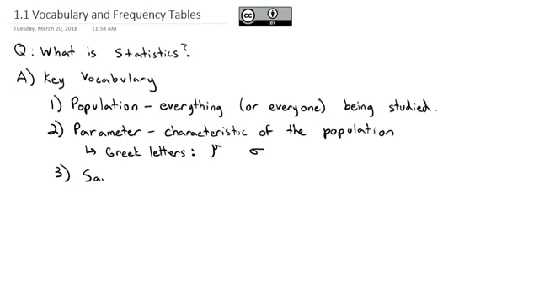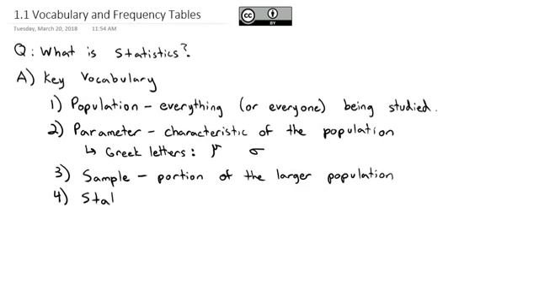This is different than if I was talking about a sample. A sample is a portion of the larger population. So if I went out and said we're studying college students and their average GPA, the sample might be I took a sample of 200 college students. That would be my sample. And then with a sample, we have these things called statistics. Hence the name of our course.